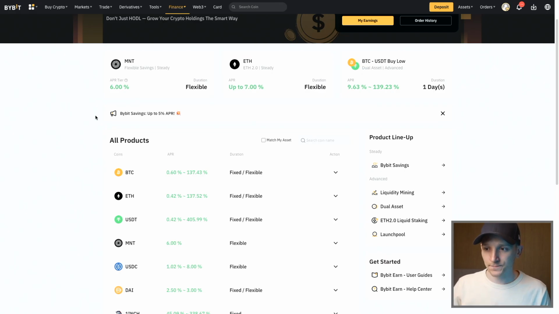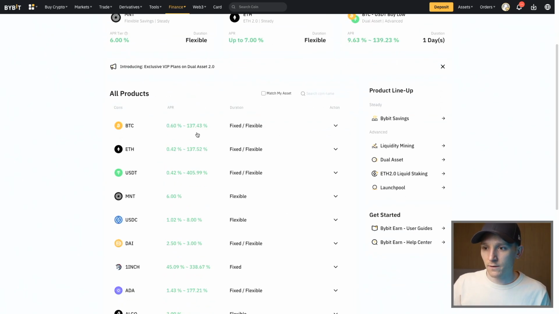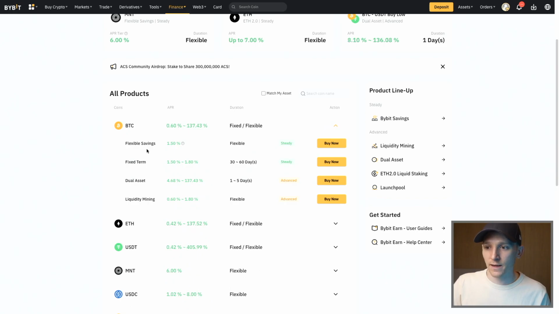That's the first thing. So you have people that are borrowing assets and they're paying you an interest in the middle. So what we can do here is go to something like BTC and click action, and then you can see flexible savings and fixed savings. Under the hood, it's exactly the same. Flexible, you can withdraw at any time. Fixed term, you have to lock it up for that certain amount of time.